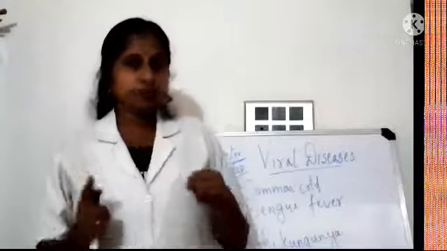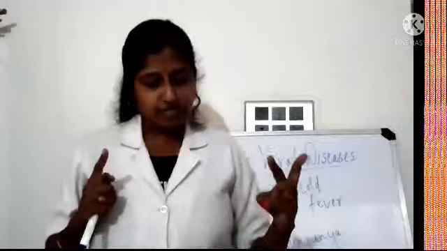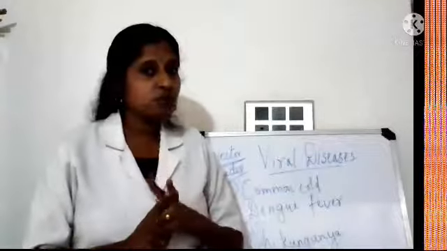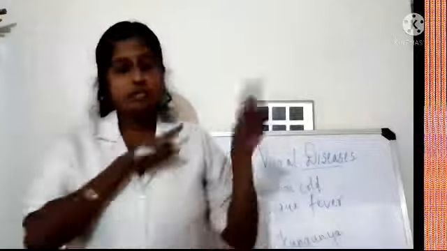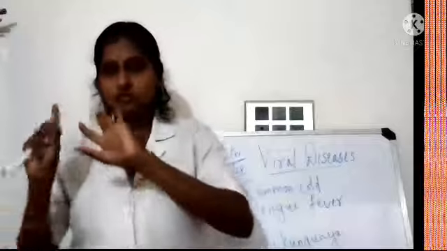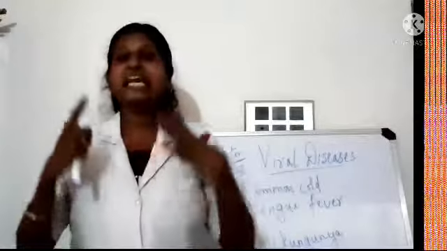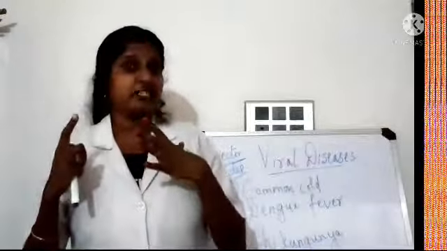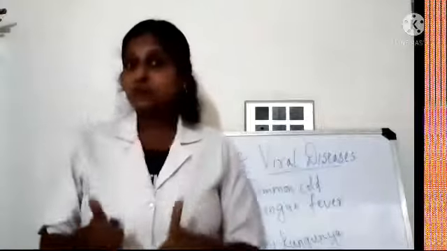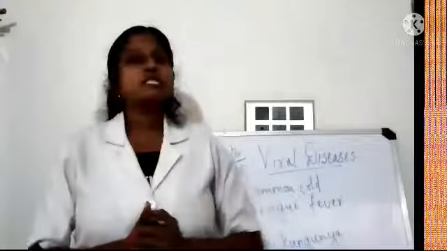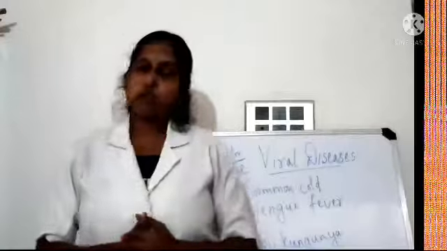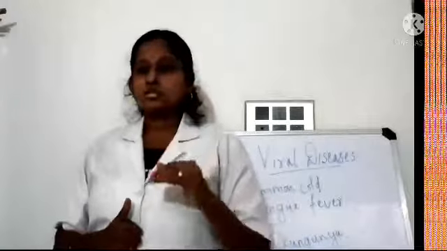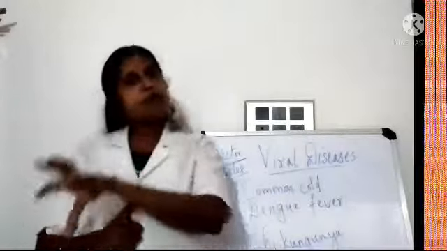So dengue is caused by what virus? It is flavivirus, isn't it? And who is the one transmitting it? It's not the food, it's not the water, it's not a contaminated thing. It is transmitted by the bite of a vector. So who is the vector here? It is a mosquito. What is the name of the mosquito? It is the Aedes mosquito.